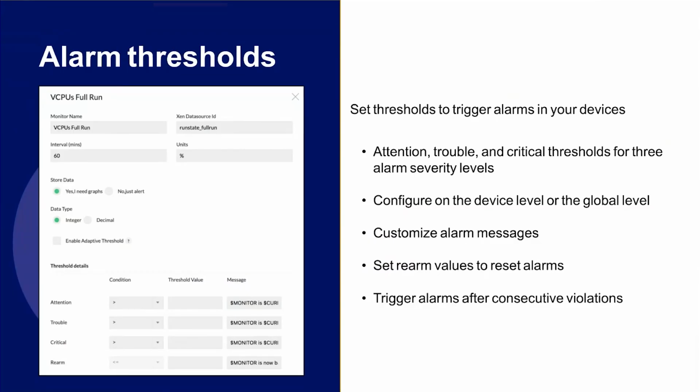If the monitored CPU utilization crosses 60%, then that alarm will be triggered with an attention severity, which will be yellow in color, and the alarm message will mention it as an attention severity. Similarly, I can set trouble and critical thresholds and also a rearm threshold. So let me show you how you can do this in the product.